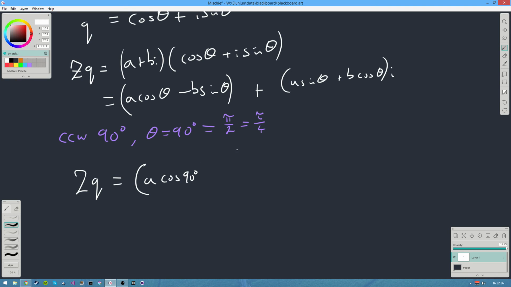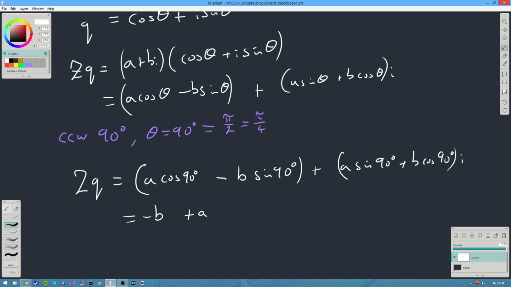If you want to use radians or degrees, I'm just using degrees because most people are more familiar with them. So let's do sine of 90 degrees, plus A sine theta, A of sine 90 degrees plus B of cosine of 90 degrees. So the cosine of 90 is 0, so that becomes 0, and the sine of 90 is 1, so that becomes negative B. Do it here, the sine of 90 is 1, so we've got B i, and cosine of 90 is 0.